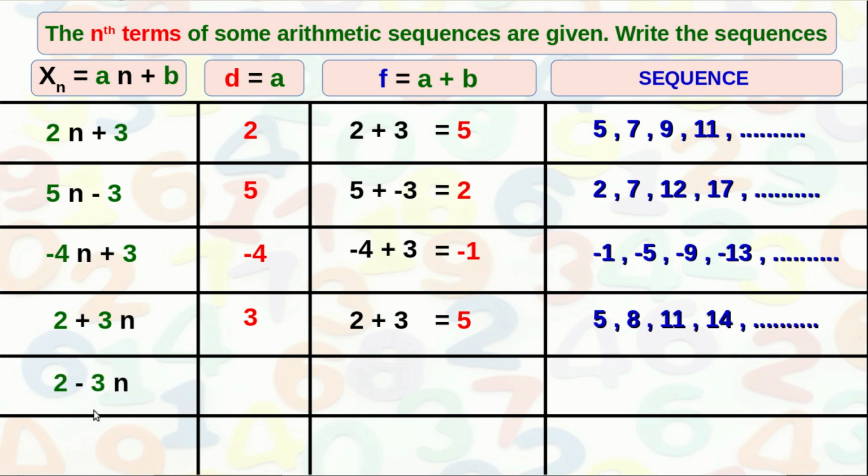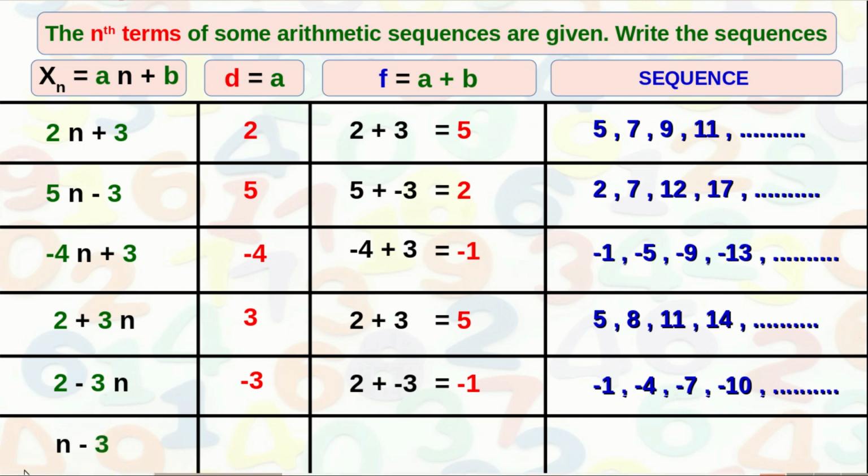Next nth term, 2 minus 3n. Here the coefficient of n is negative 3. Therefore, the common difference is negative 3. First term, the sum of the coefficients, or a plus b. 2 plus negative 3, that is equal to negative 1. The first term negative 1 and common difference negative 3. The sequence starts with negative 1 and proceeds with the addition of negative 3 repeatedly. Minus 1, minus 4, minus 7, minus 10, etc.